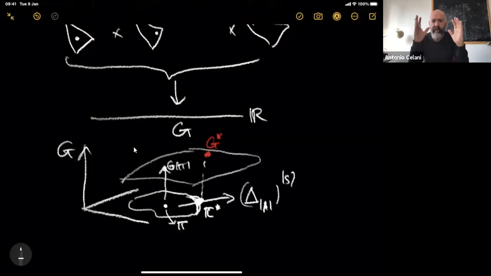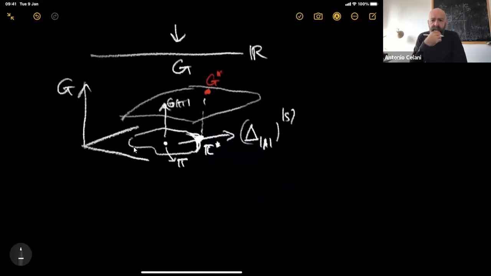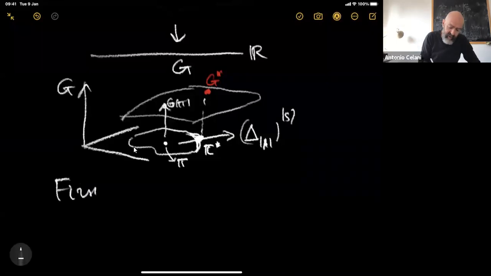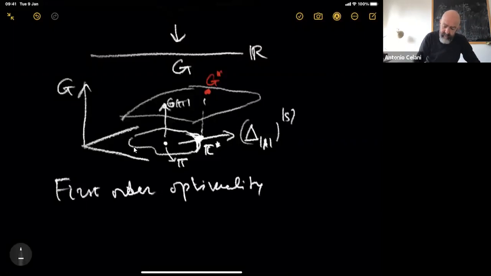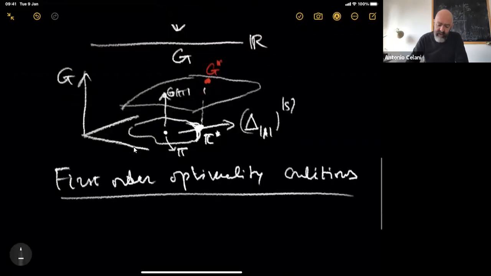We want to tackle this problem directly. The first thing that we need is to express the condition for a function to be at its optimum in a convex set. This is given by the so-called first order optimality conditions. So what do these conditions say?